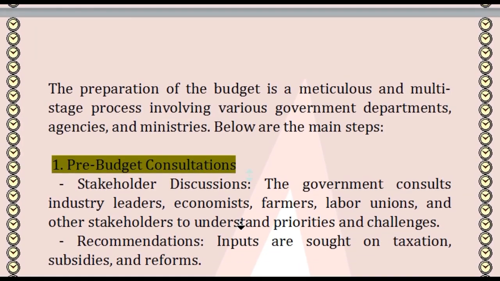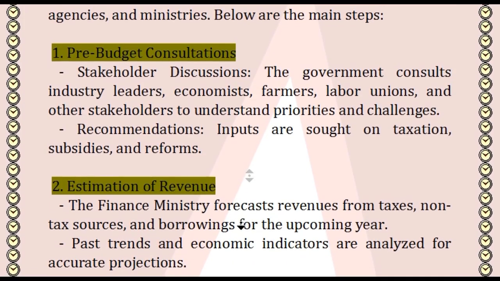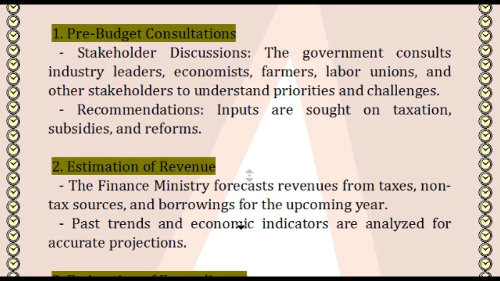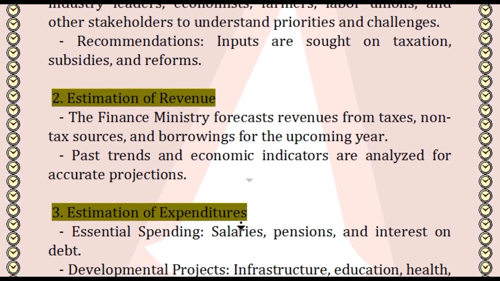Below are the main steps. 1. Pre-budget consultations. Stakeholder discussions. The government consults industry leaders, economists, farmers, labor unions, and other stakeholders to understand priorities and challenges. Recommendations. Inputs are sought on taxation, subsidies, and reforms. 2. Estimation of revenue. The Finance Ministry forecasts revenues from taxes, non-tax sources, and borrowings for the upcoming year. Past trends and economic indicators are analyzed for accurate projections.